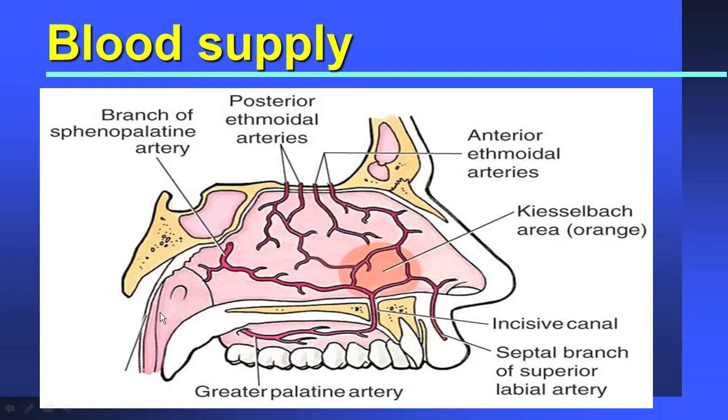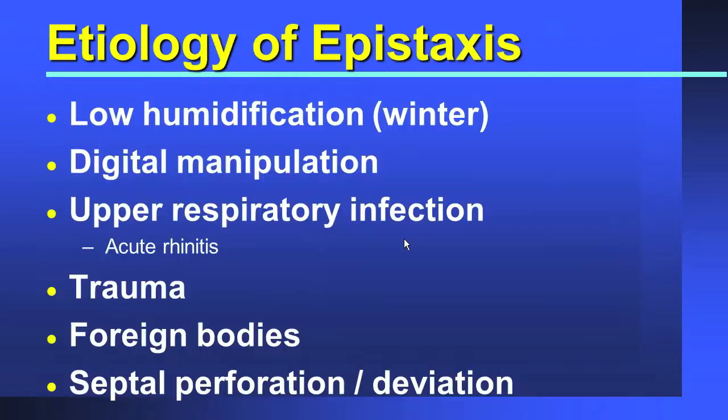Posterior nosebleeds, in contrast, are related to the branch of the sphenopalatine artery, which is a distal branch of the internal maxillary artery in the external carotid system. The ethmoidal arteries, importantly to note, are branches off of the ophthalmic artery and the internal carotid system.